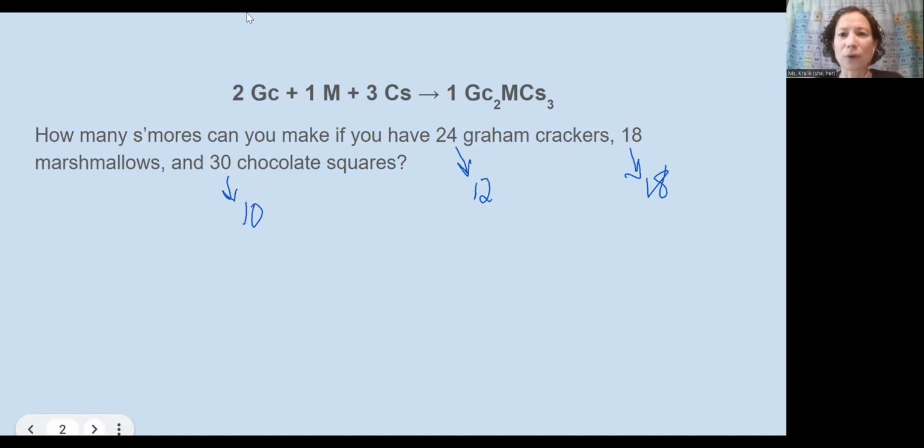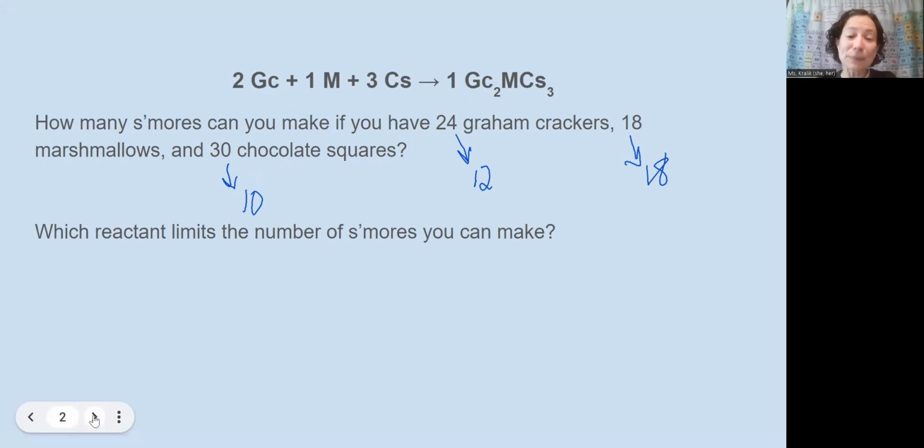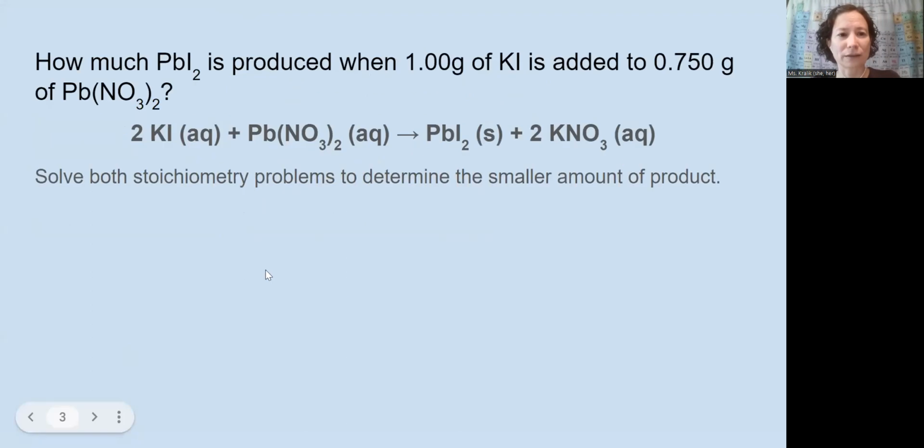So when a question asks us, what is the limiting reactant? What reactant limits how many s'mores we can make? In this case, it's chocolate squares. That's the thing we're going to run out of first. So just like with s'mores, let's take a look at this with regular chemicals.